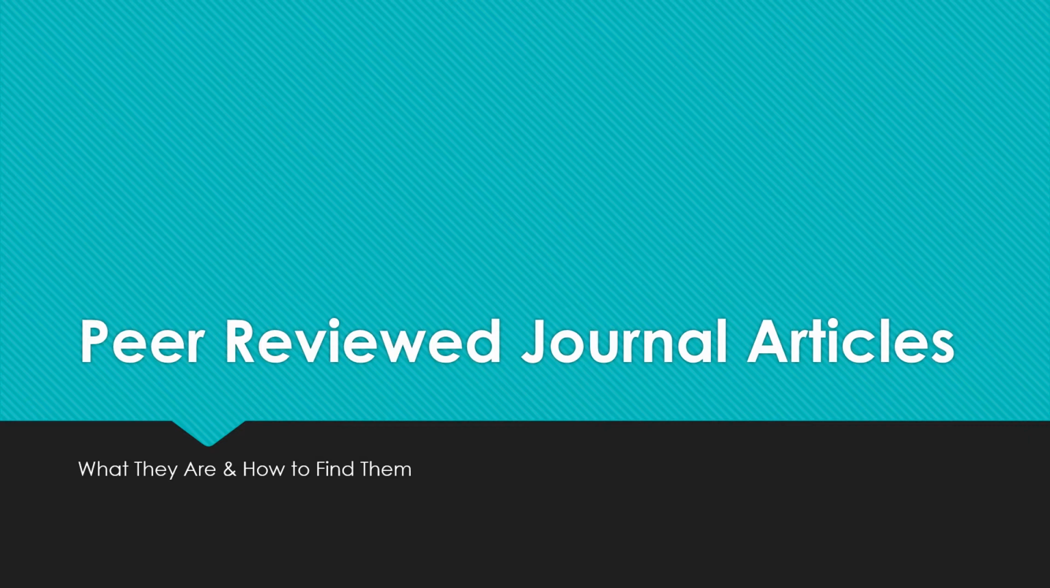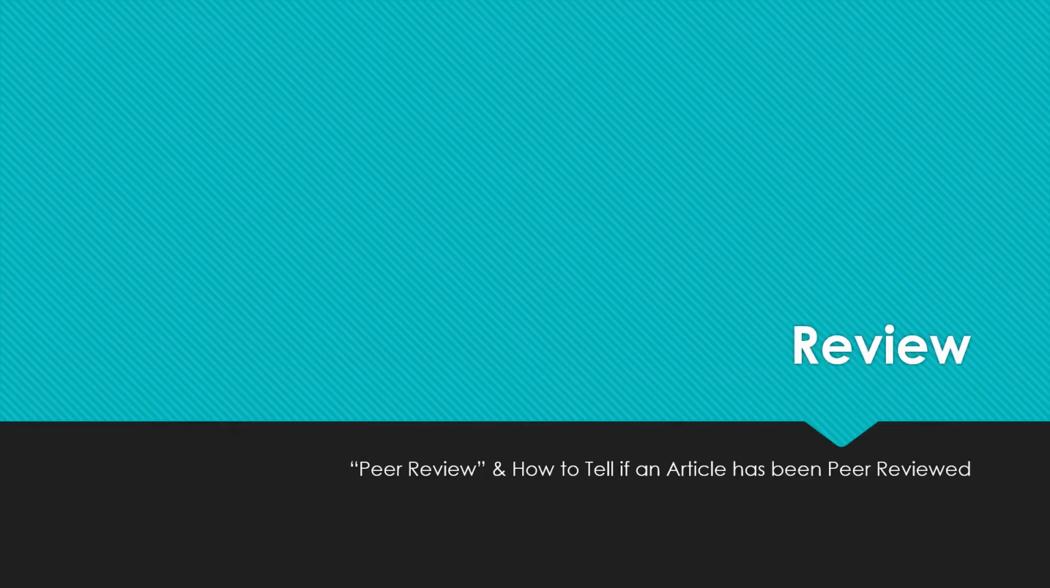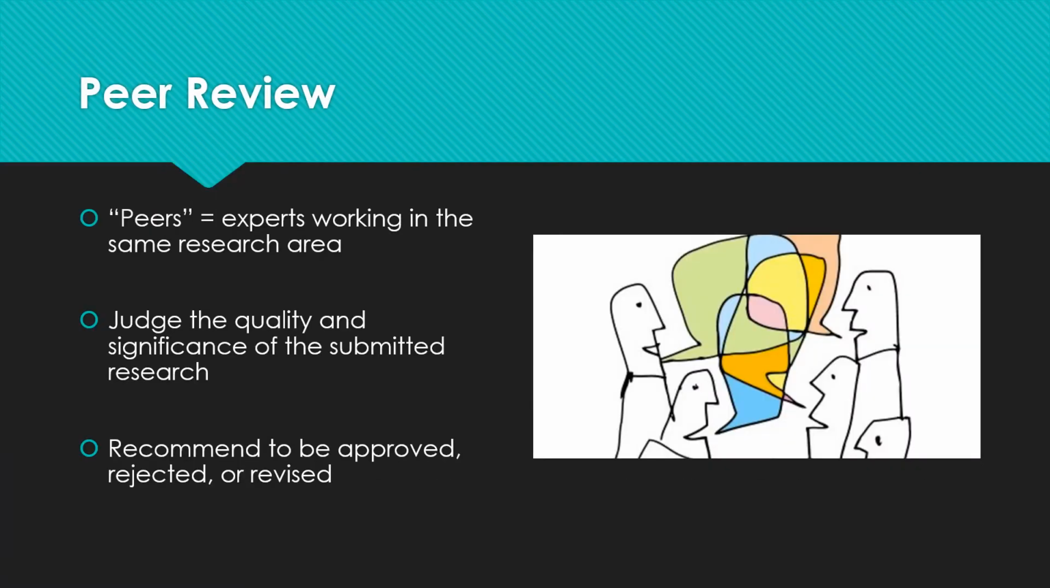Then let's begin. Before we get too far underway, let's take a moment to review some of what we learned so far in class. Peer review is when a researcher submits an article to an academic journal. The article is then reviewed by the researcher's peers, other experts who work in the same research area. These peers then review the article, judging it based on the quality and significance of its submitted research. Each peer, once they've finished reading and reviewing the article, then recommend to the journal editor whether to approve the article, reject it, or accept it with revisions being made by the author.